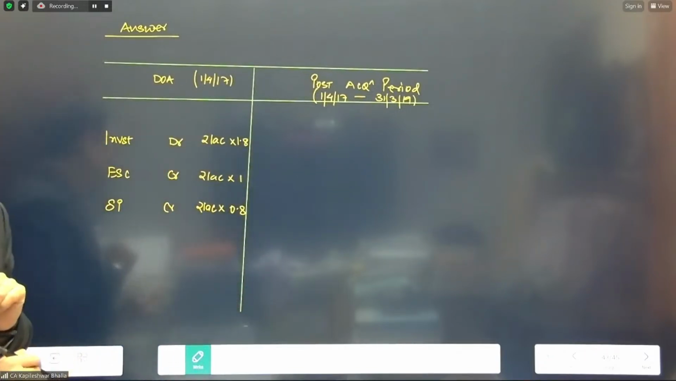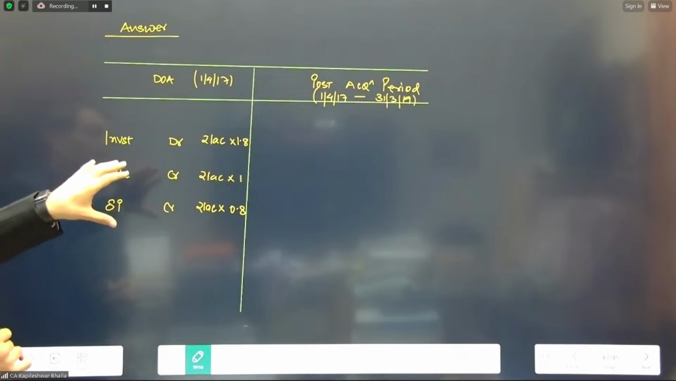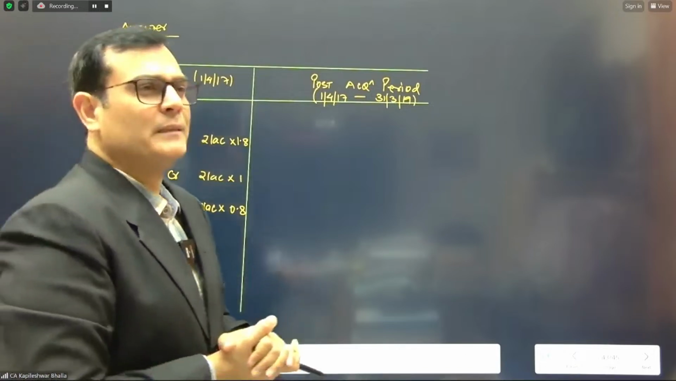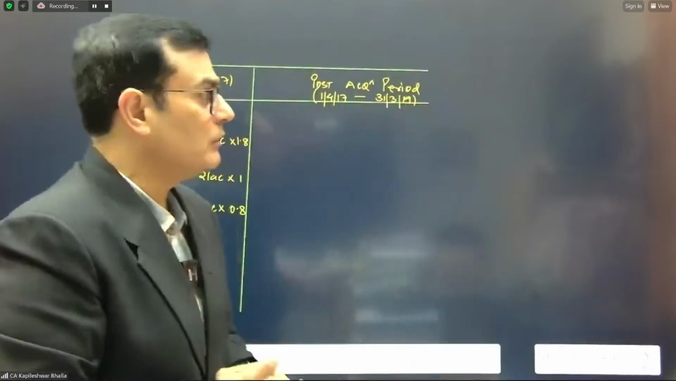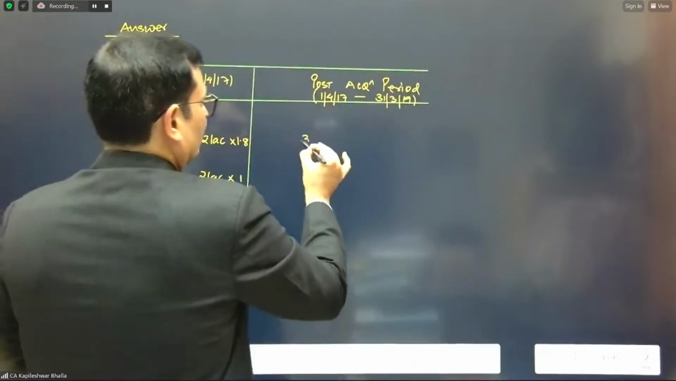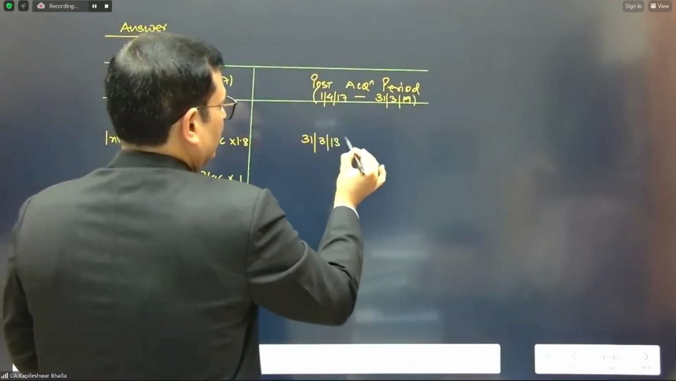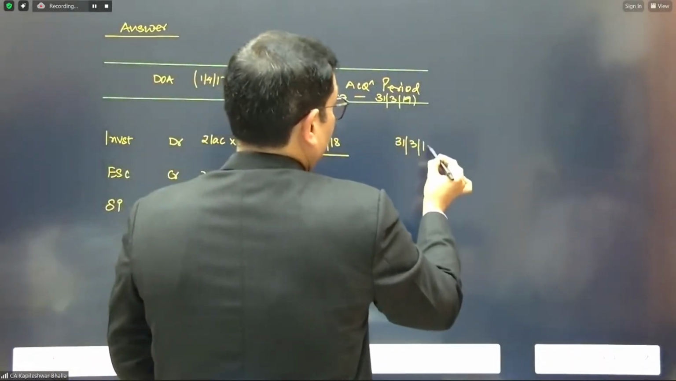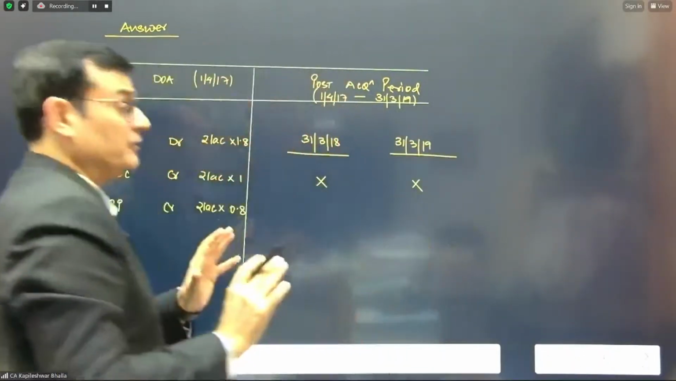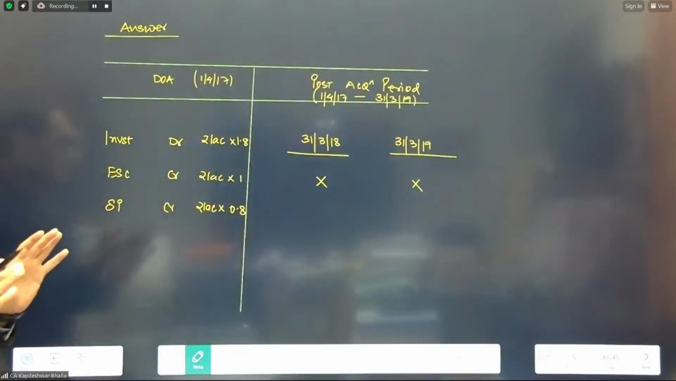Now, we also need to visualize that if this entry was done on the date of acquisition, would there have been any subsequent entries for the year ended 18 and 19? No. This would not have resulted in any entries being done at the end of 18 or at the end of 19. No entries would have been done subsequently.